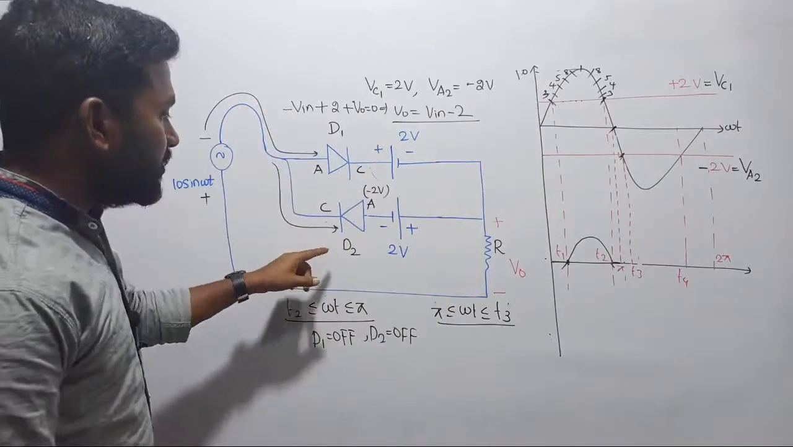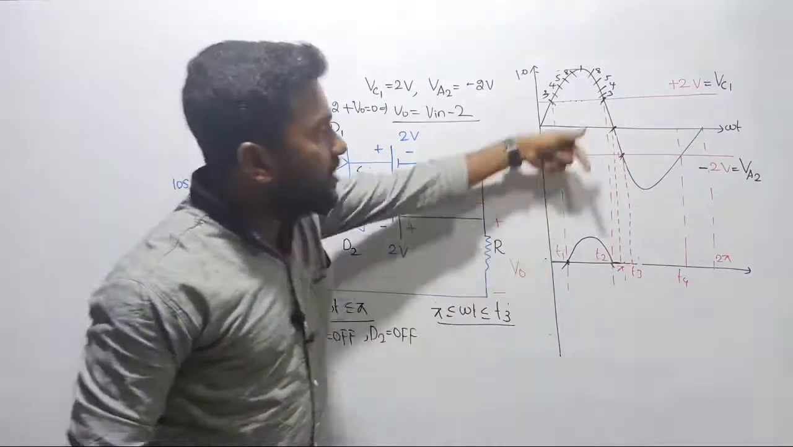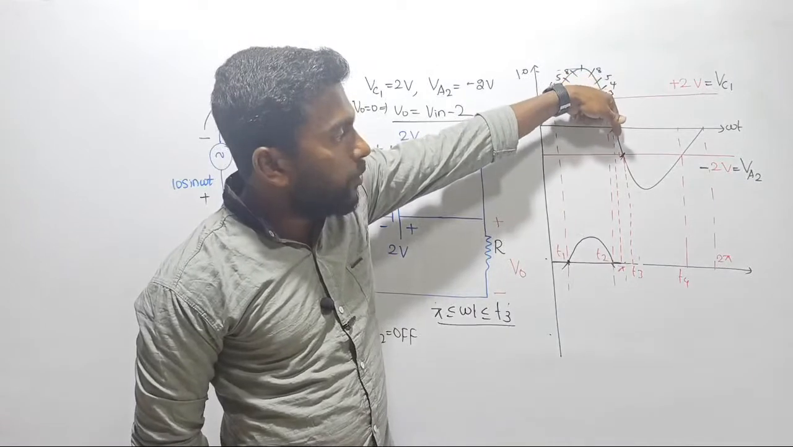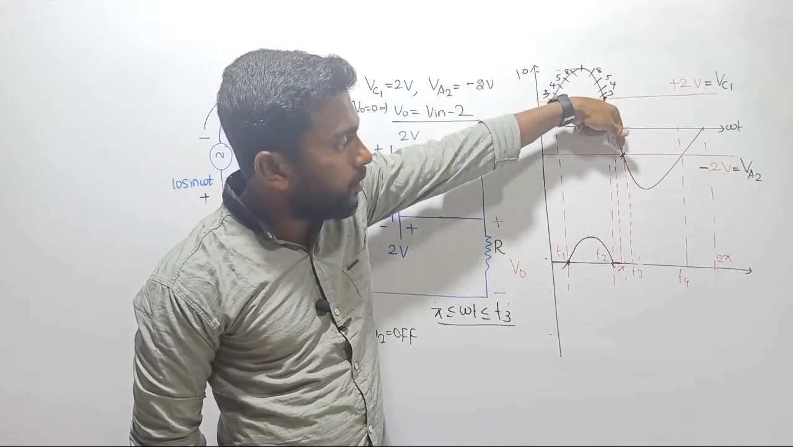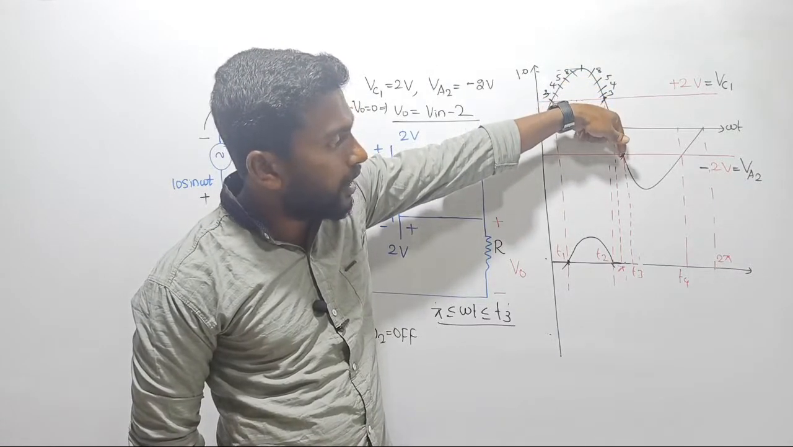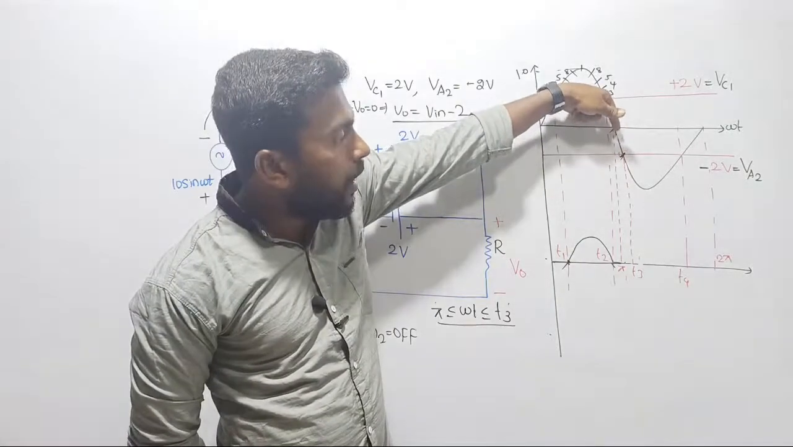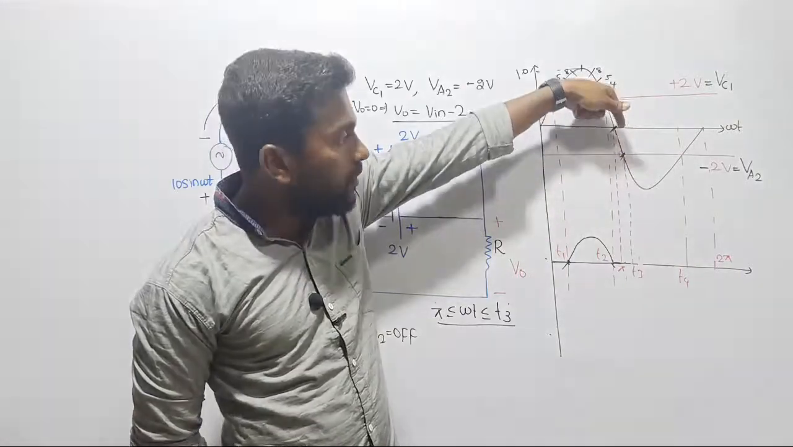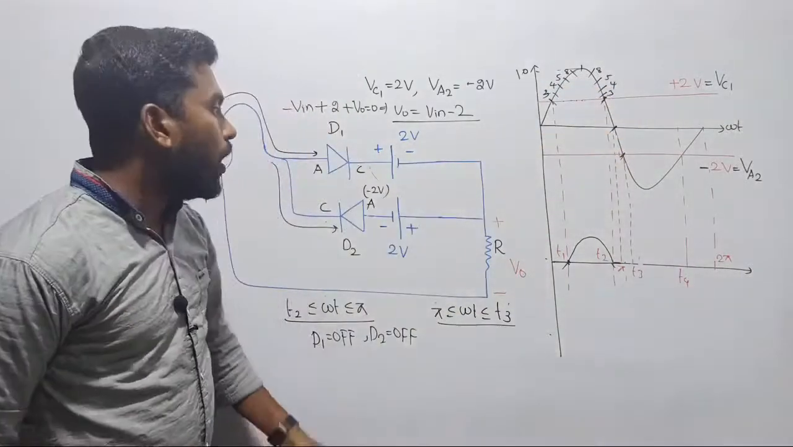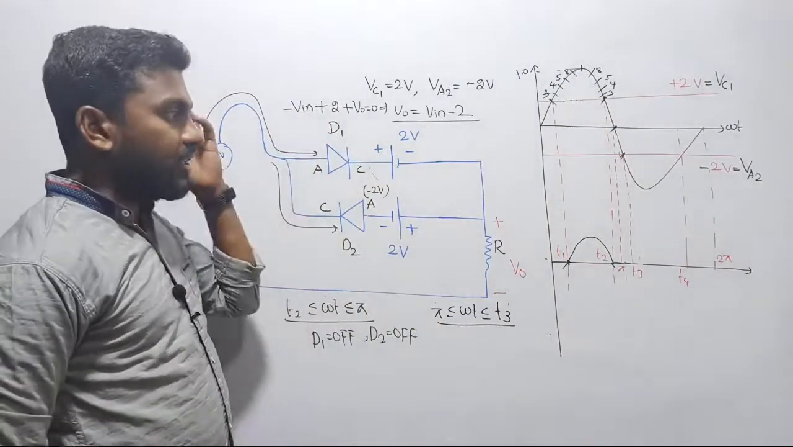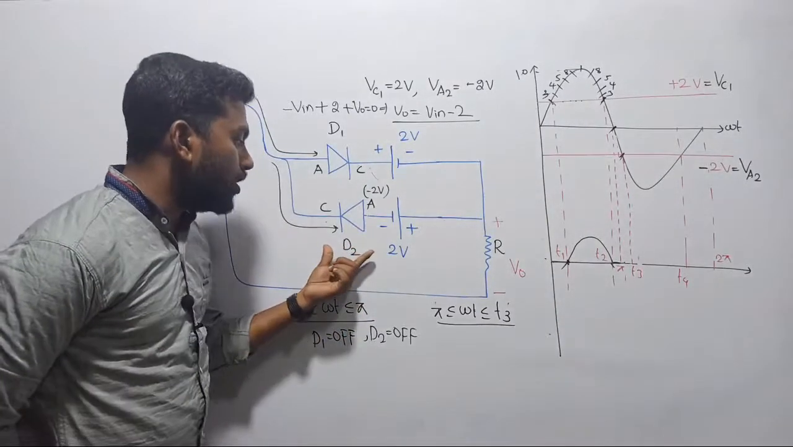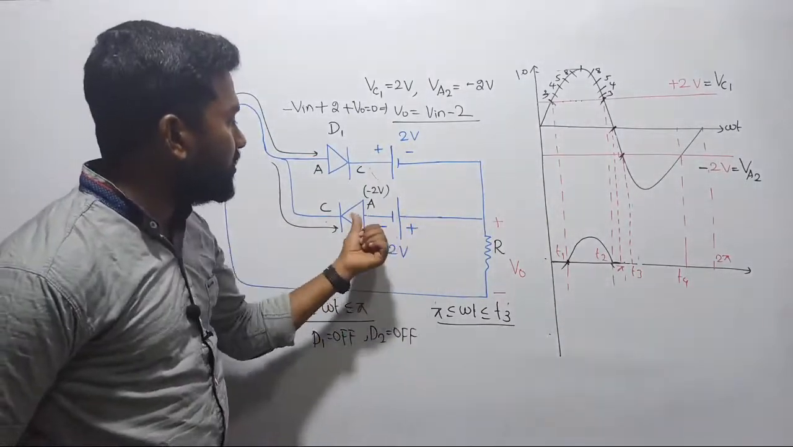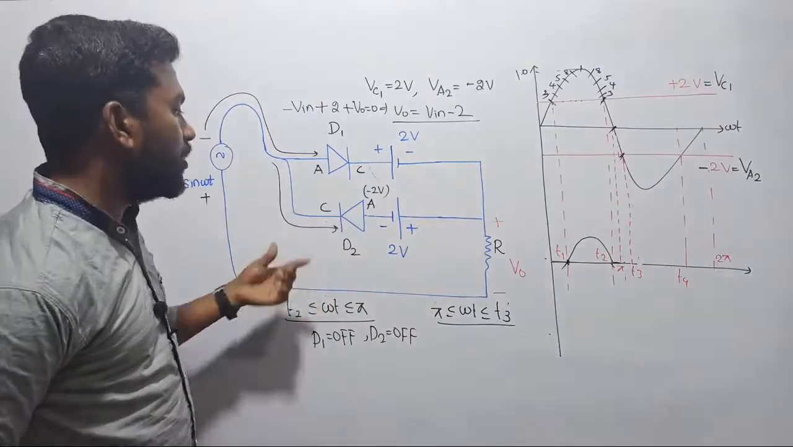From pi to T3, we are injecting first 0, minus 0.1, minus 0.2, minus 1, minus 1.2, minus 1.4, minus 1.8, minus 2. But all the negative values are what? All the negative values are less than, right? If you want to turn on this diode, the voltage across the anode has to become greater than the cathode voltage.